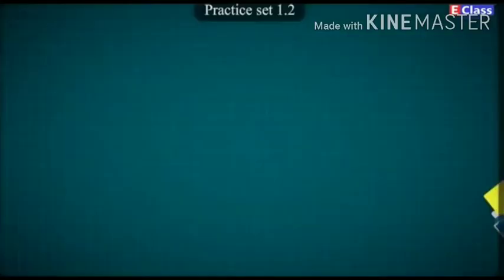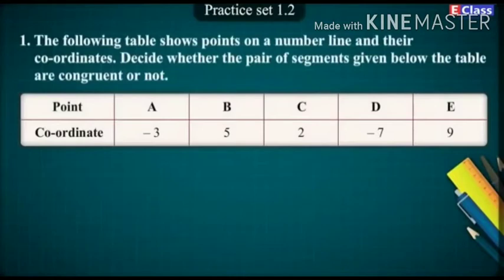Practice set 1.2. 1. The following table shows points on a number line and their coordinates. Decide whether the pair of segments given below the table are congruent or not. 1. Segment DE and segment AB.